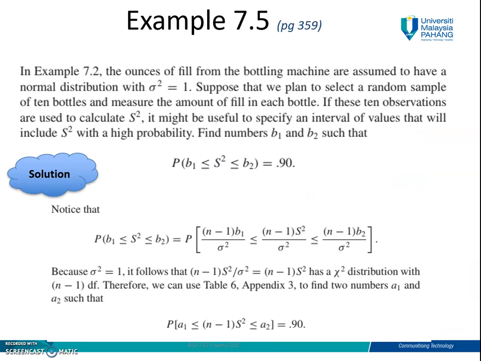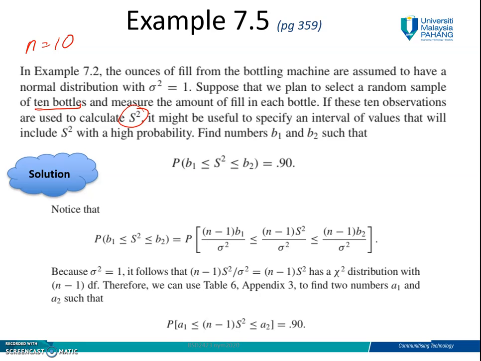Now we look at example 7.5, which follows from example 7.2. The ounces of fill from the bottling machine are assumed to have a normal distribution with sigma square 1, the population variance equal to 1. Suppose that we plan to select a random sample of 10 bottles. So you can see that your sample size n is equal to 10, and we measure the amount of fill in each bottle. These 10 observations are used to calculate s square, the sample variance.